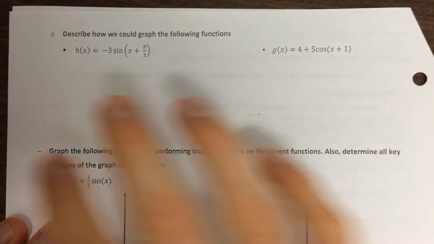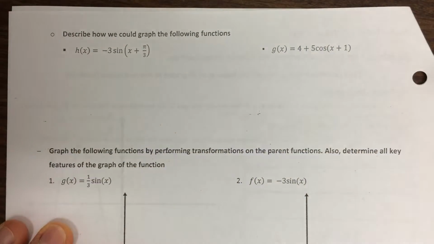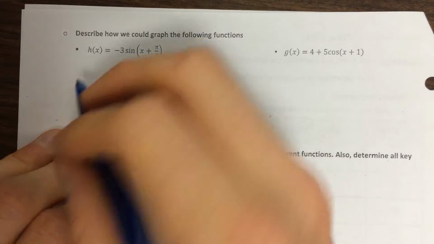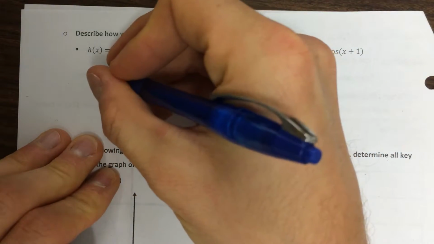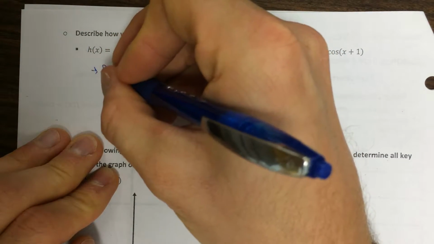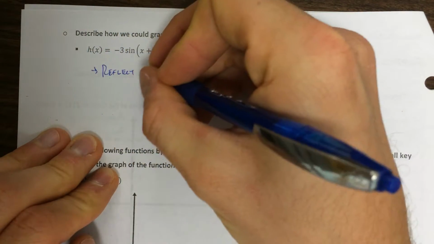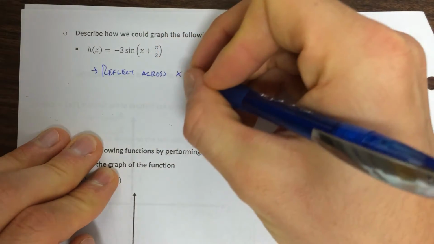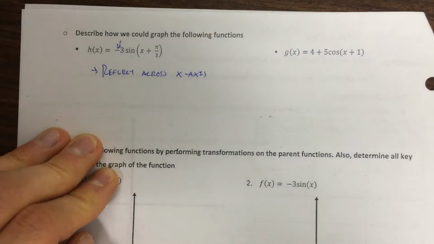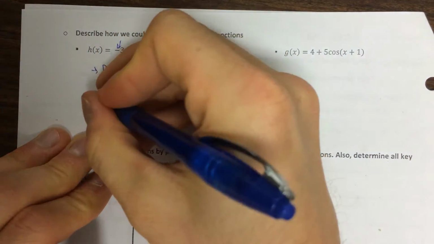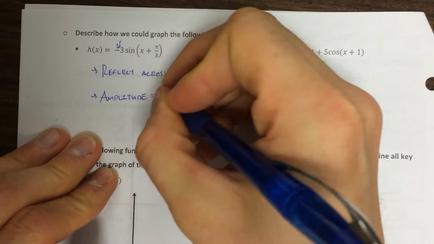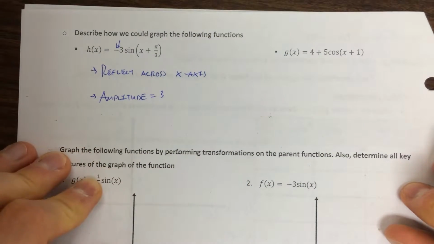So I'm going to quickly talk about these two. If you want to pause it, see if you can understand what's really happening with these two graphs. Here, what's happening is this negative, what we could say is, if we graphed the parent function sine, then we would reflect that function across the x-axis because of the negative sign here. Our amplitude would change. Our amplitude here would be 3, because we're multiplying by -3, but we take the absolute value of that, so our amplitude would be 3.